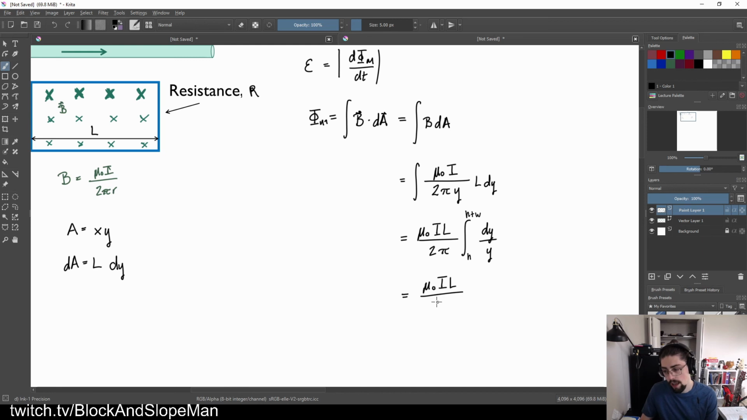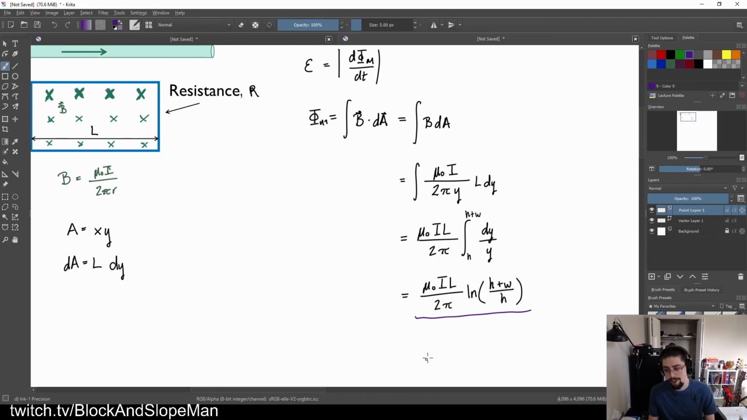So μ₀IL over 2π times natural log of (h plus w) over h. Fantastic. Here is our final expression for the B field, or rather, for the magnetic flux, is what I should be saying. B field was included in that. Here's my final expression for the magnetic flux, though.